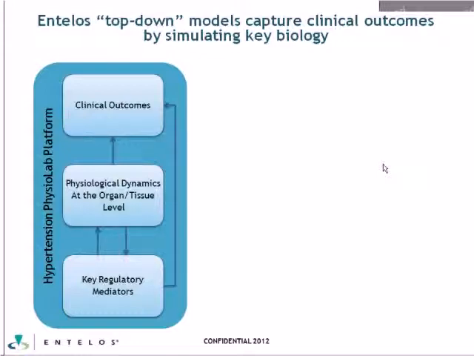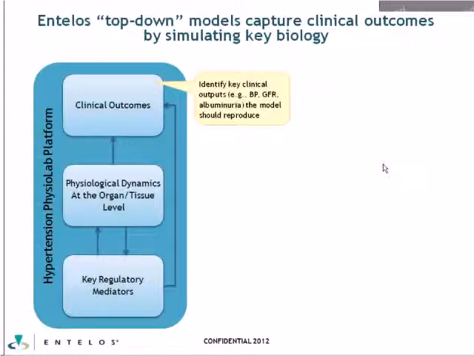So we start with that, and then in order to do this, we go one level down to include the representation of the physiology that's necessary. So we make sure we only put in the detail that's necessary in order to recreate the clinical outcomes of interest. And then, again, only as necessary, we go another level down to the key regulatory mediators that are needed to reproduce the outputs. Those would be things like the biochemistry and certain biomarkers that you would want to follow.